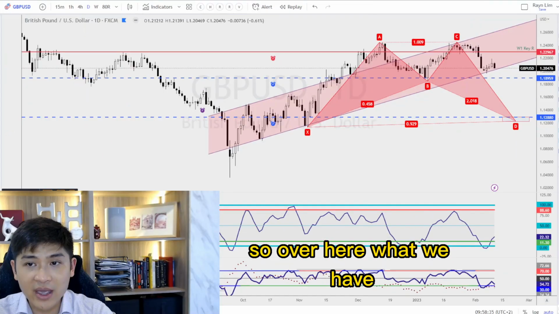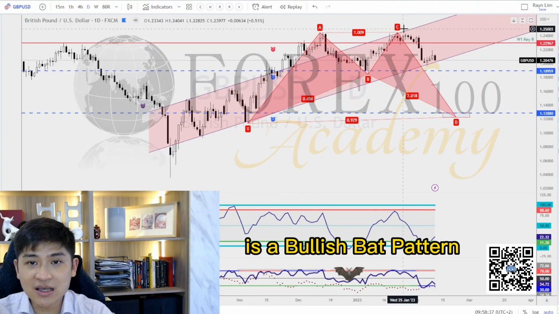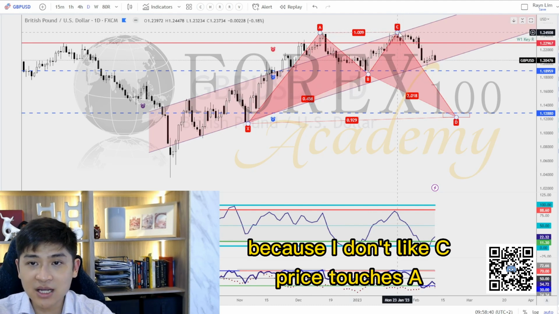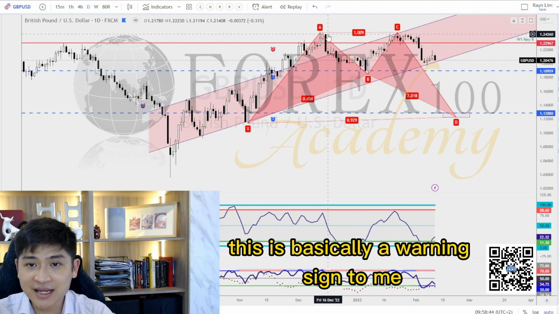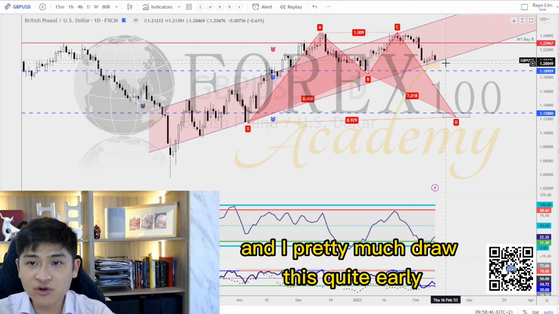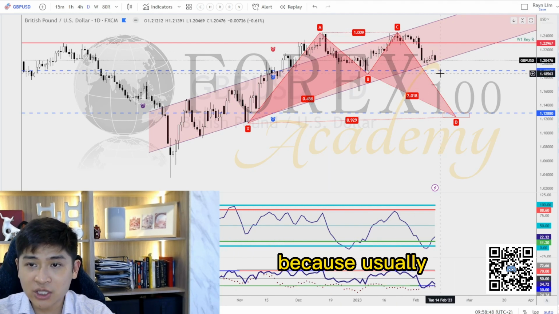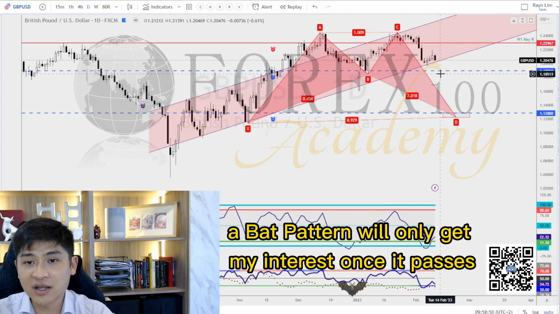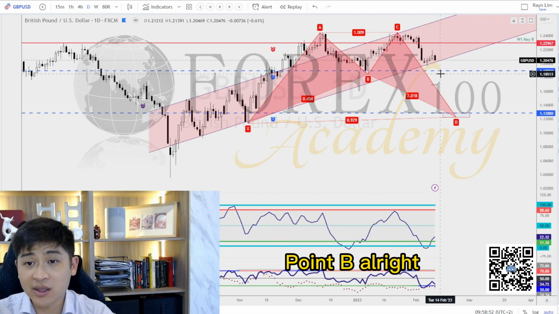So over here, what we have is a bullish bat pattern with a warning sign because I don't like C price touching A. It's basically a warning sign to me, and I pretty much draw this quite early because usually a bat pattern will only get my interest once it passes point B.